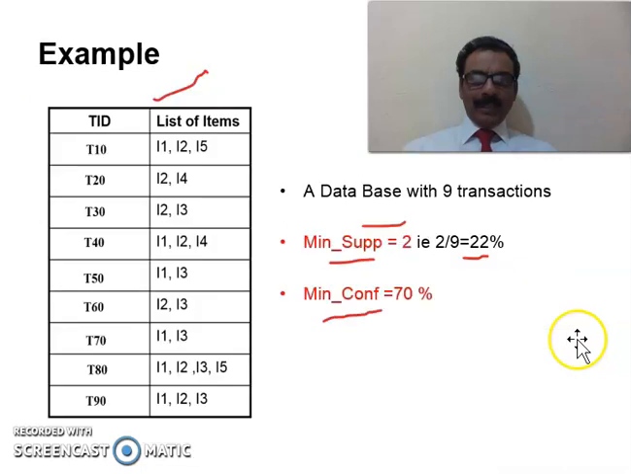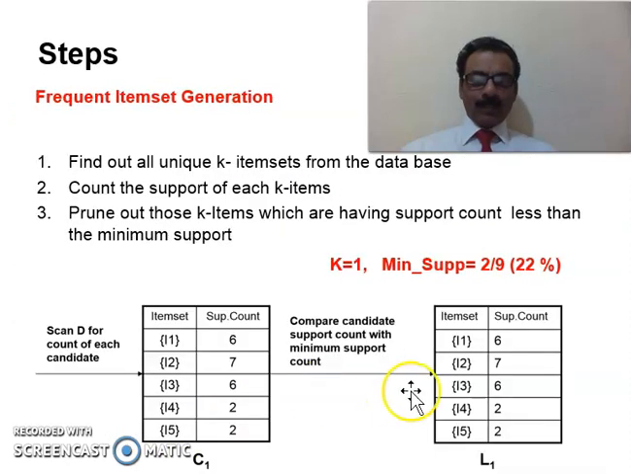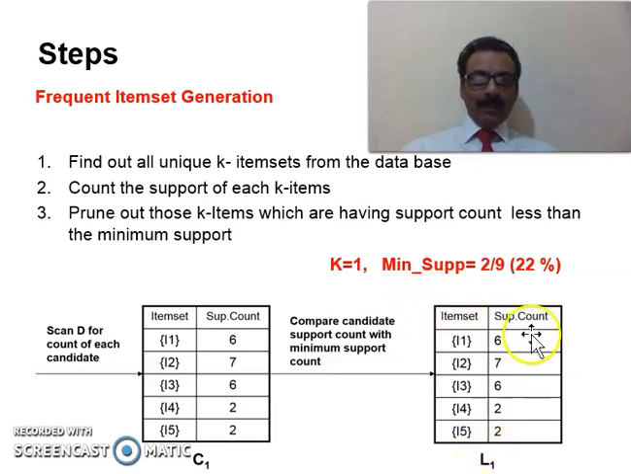What you have done here is you found all your L1. L1 is used for taking your C2. C2 means K is 2 here. So C2 is generated from L(K-1). What is that L(K-1)? L(K-1) is going to be your L1. So from this L1 you generate. Look at that I1. When you go for merging into two item sets, you do it like this: I1, I2; I1, I3; I1, I4; I1, I5. Then I2, I3; I2, I4; I2, I5. Then I3, I4; I3, I5. Then I4, I5. Like that, all the different possible combinations to get two item sets would be looked at.